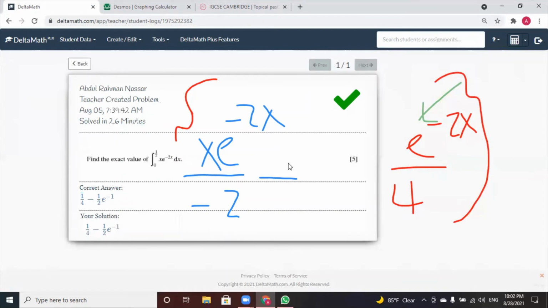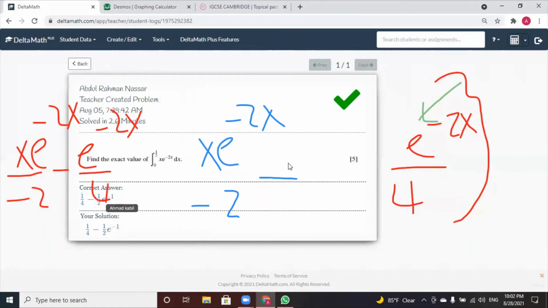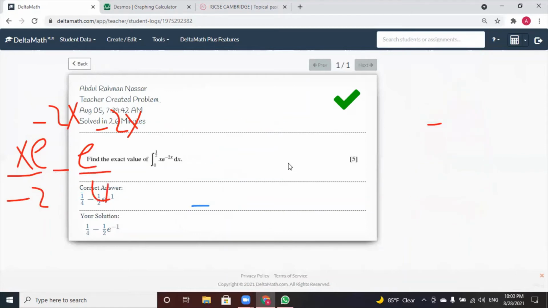As we said, our answer is x e power negative 2x over negative 2 minus e power negative 2x over 4. So this is a concise form of our answer. And we are integrating from 0 to half. These are our limits. So we begin by the upper limit. We plug in half instead of x.